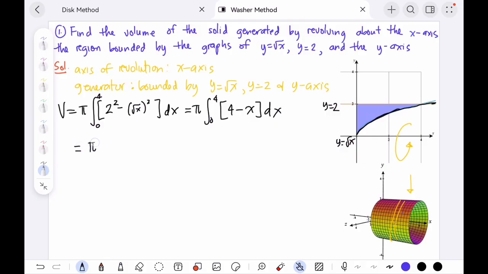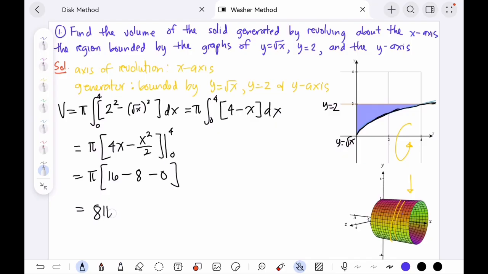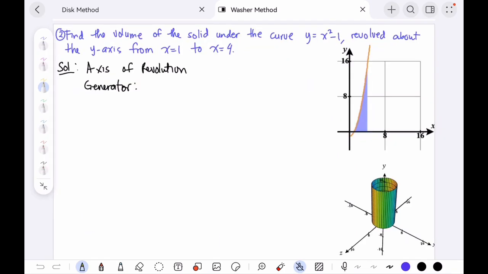Integrating, we have 4x minus x squared over 2, evaluate from 0 to 4. Now substitution, we have 16 minus 8 minus 0. So the answer is 8 pi cubic units. Let's look at another example on washer method.